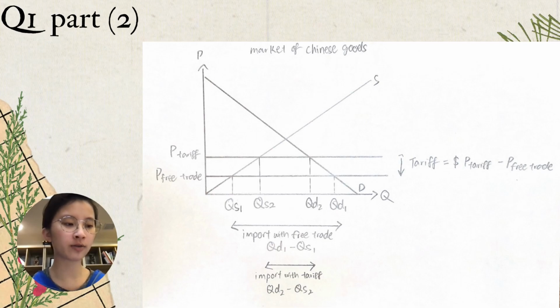However, after a tariff of P tariff minus P free trade was implemented, the market was producing at price P tariff, and the quantity supplied by US suppliers was at QS2. The quantity increased from QS1 to QS2 for US suppliers, and the quantity demanded decreased from QD1 to QD2. Therefore, the imports with tariff decreased to a quantity of QD2 minus QS2. Therefore, President Trump's tariff policy affected the USA's import of Chinese products by decreasing the quantity imported.